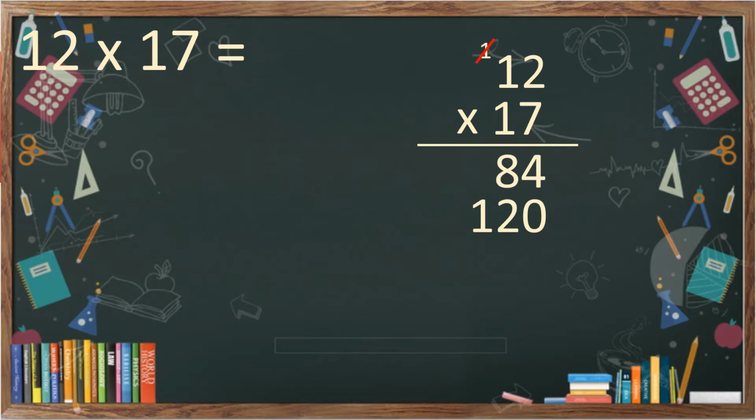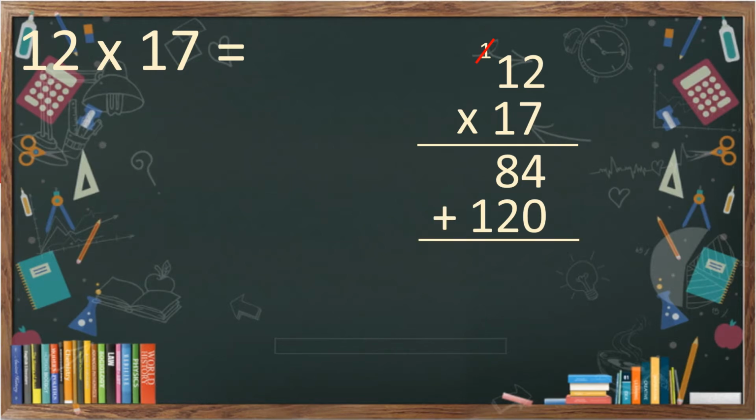Then we would add 84 with 120. When we add the 4 with the 0, we get 4. When we add the 8 with the 2, we get 10. So we will put the 0 in the column and 1 underneath the column. Next we would do 1 added with the remaining 1, and that will give us the answer of 2. So the answer to 12 times 17 is 204.